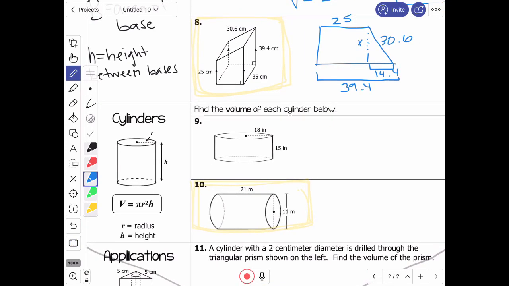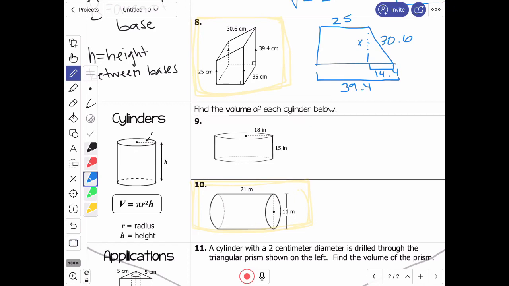Last but not least, we're going to talk about cylinders. So cylinders, again, are pretty easy as long as you understand where the area formula is coming from, and then you're just multiplying by the height. So the area of a circle is pi times r squared. Then we're just going to multiply it by the height of the cylinder to get the volume.